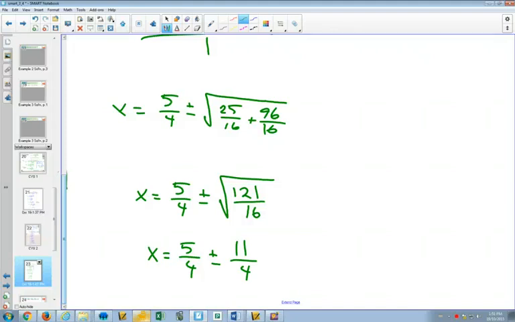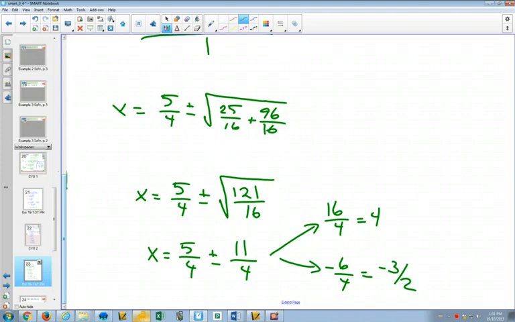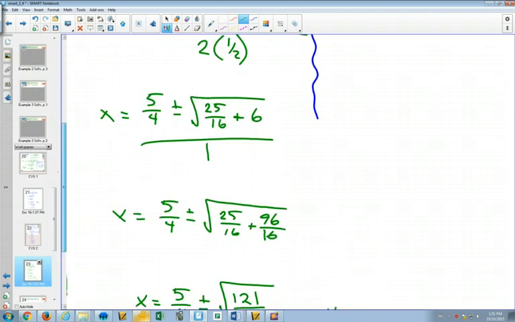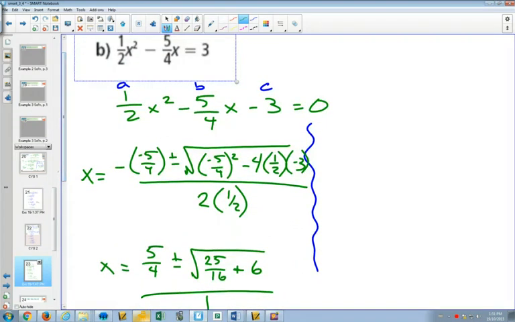Our two answers then, one of them will be 5 over 4 plus 11 over 4, which is 16 over 4, which is one answer is just nicely 4. And the other answer would be 5 over 4 minus 11 over 4, which would be negative 6 over 4, which simplifies nicely to negative 3 over 2. And because our square root simplified nicely and went away, it tells us that our original equation could have been factored.